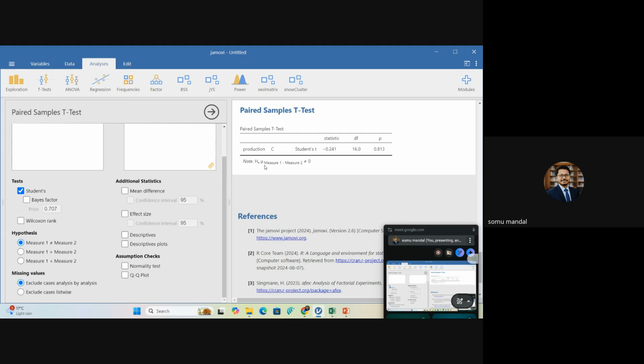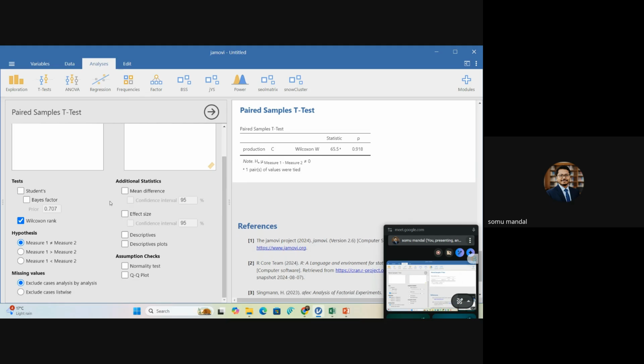So here the alternative hypothesis is not equal to 0, their measurement. So there is a significant change from the agricultural intervention, a significant impact on agriculture production. If it is a non-parametric data set, then you select the Wilcoxon rank method. The result is the same, the interpretation is the same, but according to the nature of the data set and the assumptions, you have to select a particular method.